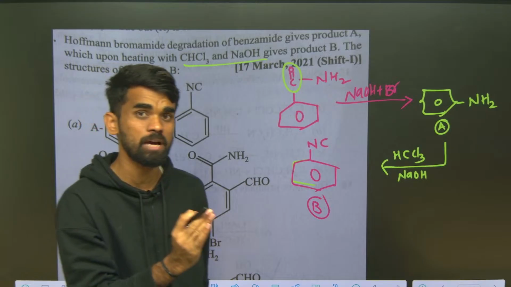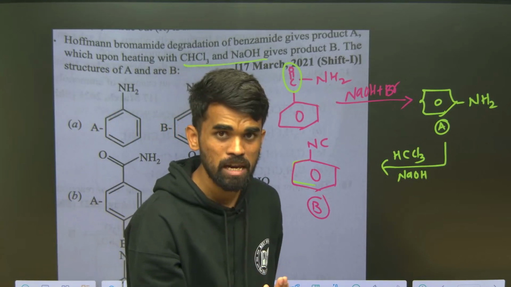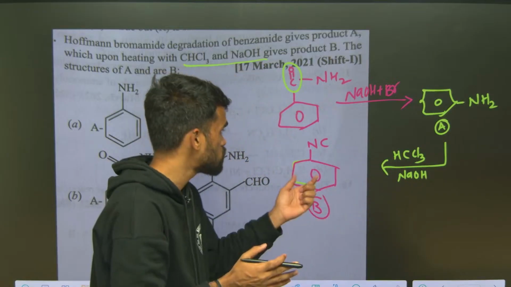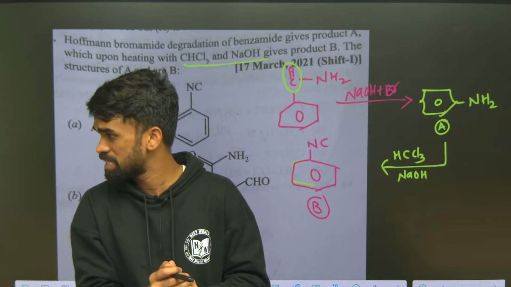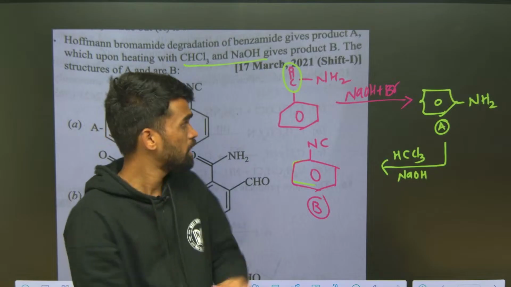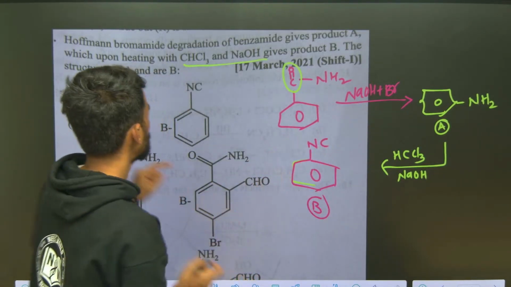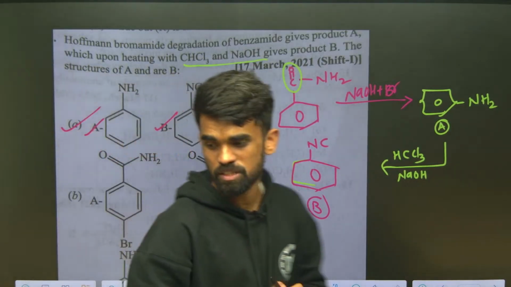We say primary amines are identified by the carbylamine test. What is carbylamine? Primary amines treated with chloroform in basic medium give this kind of product, isocyanides. Hope this is clear. So what are our A and B? A is aniline and B is the isocyanide. So we have A here and B here. This will be the perfect answer for this question.